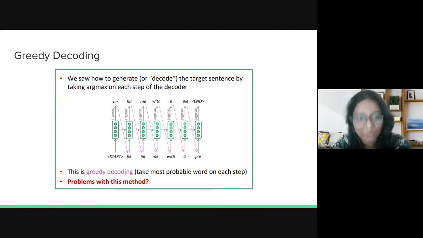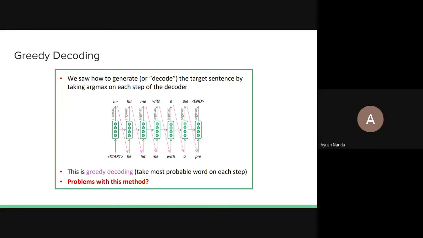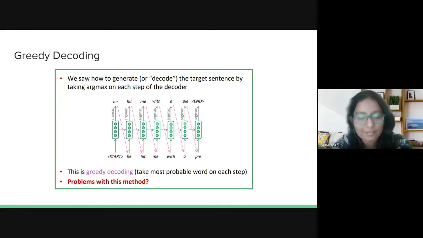Yes, ma'am. They get stuck at a local optimum. Yeah, correct. It's a local optima, and you can get stuck. You can't move further, and you might make mistakes. There's no way to go back once you make a mistake. So that's the problem with greedy decoding.